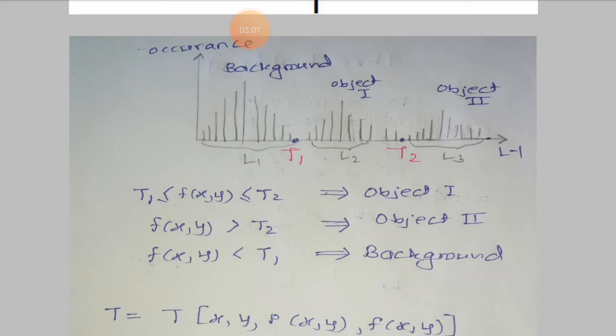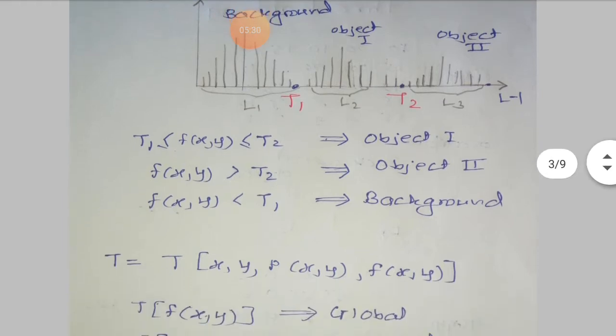If f of x y is in between T1 and T2, then it is part of object 1. If f of x y is greater than T2, then it is part of object 2. And if f of x y is less than T1, then it is part of the background. Now, based on this discussion, thresholding may be viewed as an operation that involves a test against a function T of the form T is equal to T of x comma y comma p of x y comma f of x y.